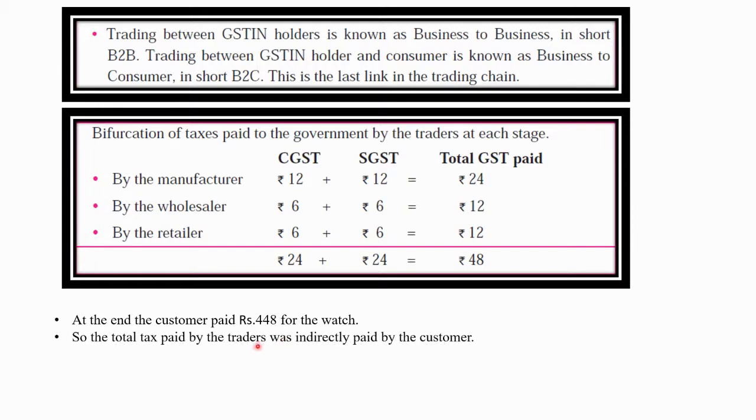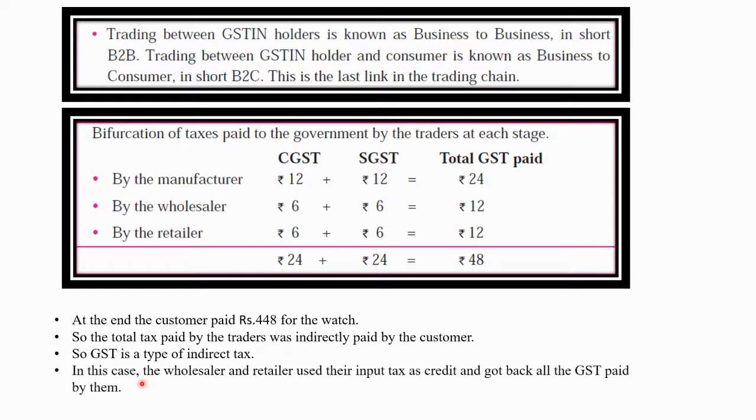So the total tax paid by the traders was indirectly paid by the customer. So we can call GST a type of indirect tax. In this case, the wholesaler and the retailer used their input tax as credit and they got back all the GST paid by them.